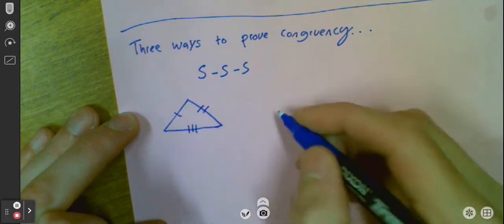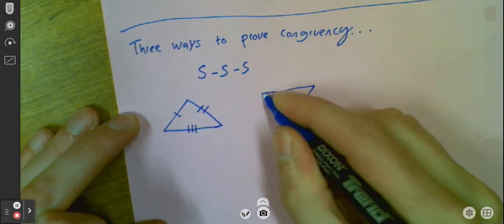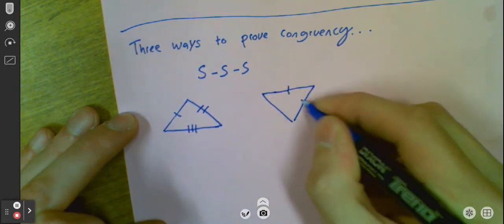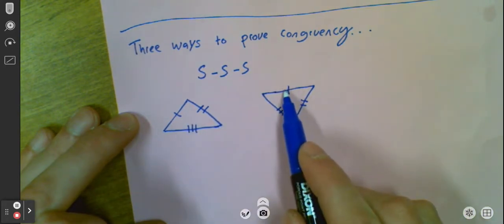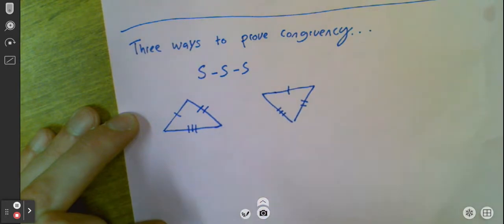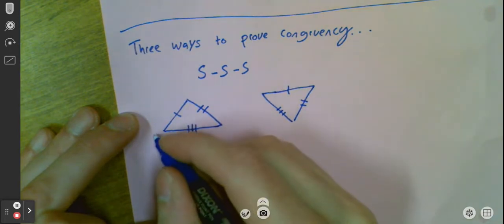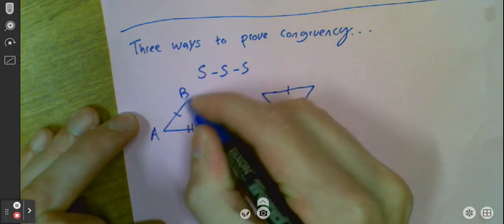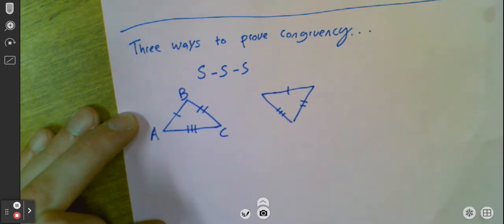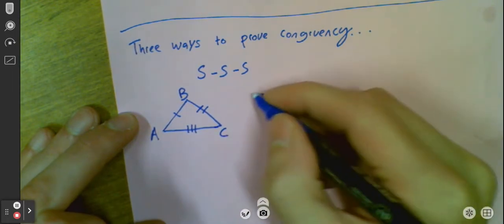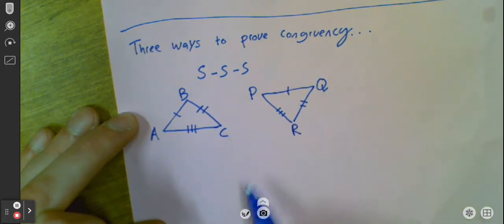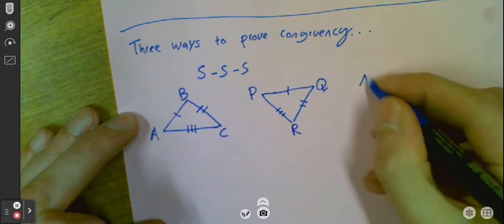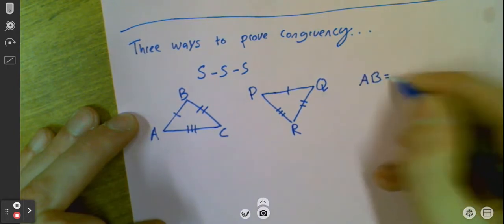I'm saying this is a scalene triangle, all three sides are different, but if I have another scalene triangle here, so the side with one tick is the same as the side length with one tick here, all three sides are matching. So by SSS, I know these triangles must be congruent. If I label the first triangle A, B, C, and let's label this one PQR, often in math the convention is to use consecutive letters, I can prove that these triangles are congruent because I can show that the three sides are equal.